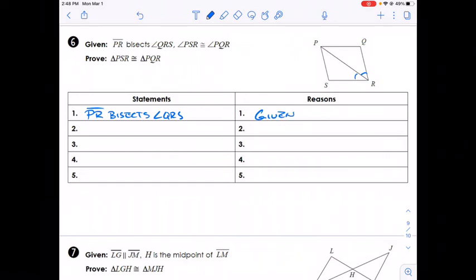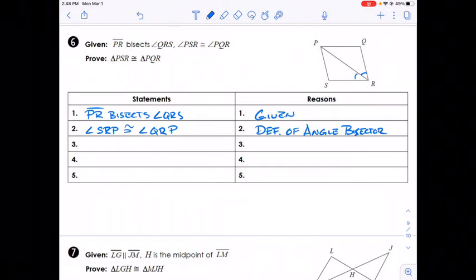And so what do we know because of that? Well, we know that angle SRP is congruent to angle QRP. Okay, so it bisects it, so this is going to be the definition of angle bisector. So put an A here for an angle.